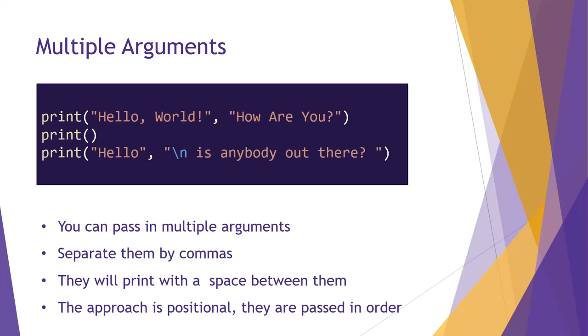So when you have multiple arguments, you can separate them by commas. And notice that hello world has a comma in it, but since it's between the quotes, it doesn't count as that. It's just part of the string. So it has 2 arguments, hello world and how are you. The second line has no arguments, and the third line has 2 arguments. The second argument includes an escape sequence \n, which will give you a new line.